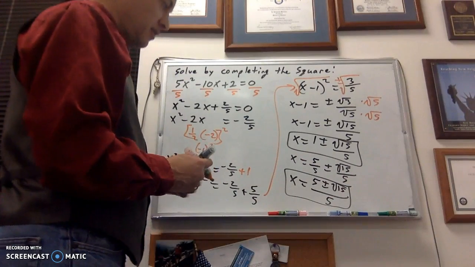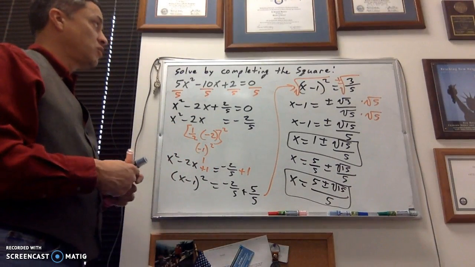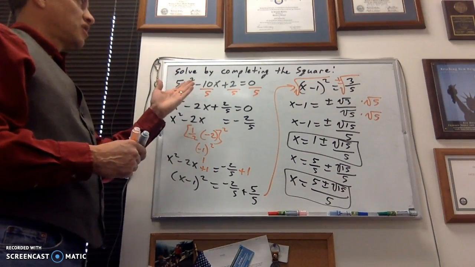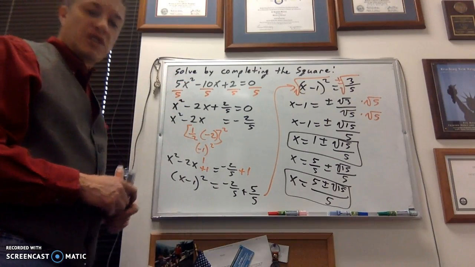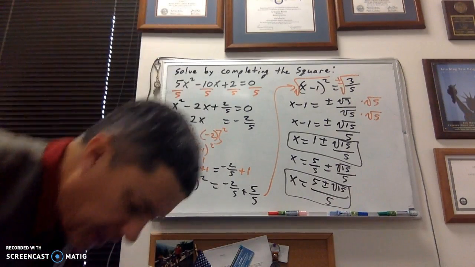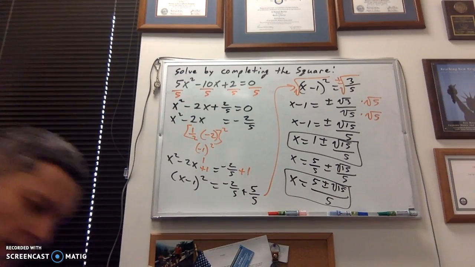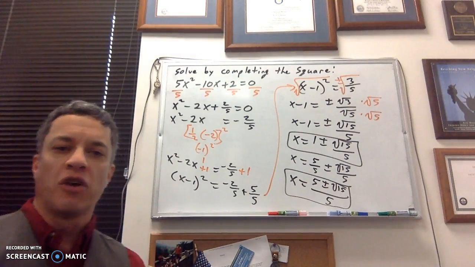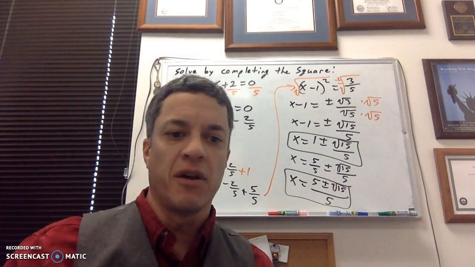And that is how to solve this guy using completing the square where the leading coefficient is not a 1. Now, in a minute, I'll make another video where I'm actually going to derive the quadratic formula using this very approach right here.